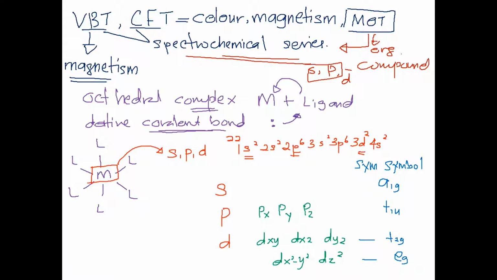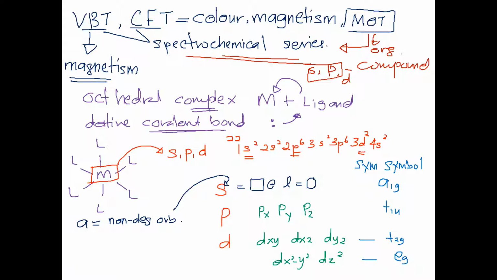Let us refresh again. The A symmetry symbol corresponds to a non-degenerate orbital. Why do I say it is a non-degenerate orbital? Because s only consists of one orbital, so it has no other degeneracies. That's why we call it a non-degenerate orbital, or L equals 0.